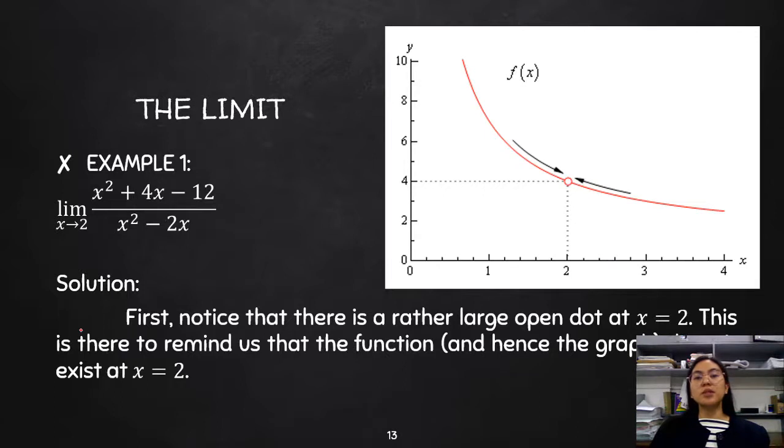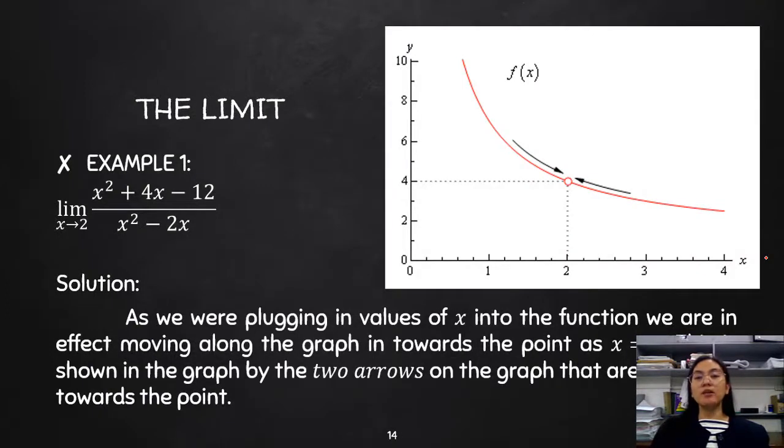So, you first notice that there is a rather large open dot at x is equal to 2. Diba, pag nakikita nyo open yung dot doon, this is just to remind us that the limit does not exist at x is equal to 2. So, the limit exists as x approaches 2. However, at exactly 2, hindi po nag-exist yung limit natin.